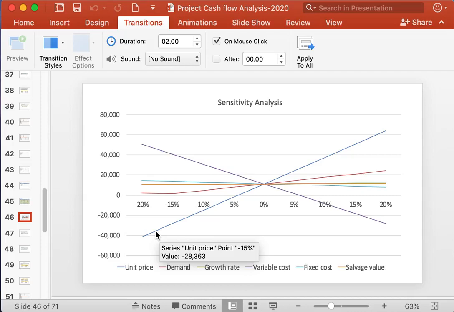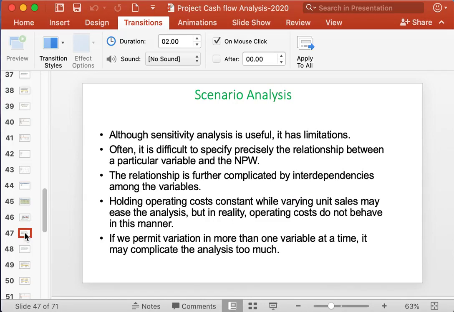Okay, so now to proceed further, let us look at the scenario analysis.